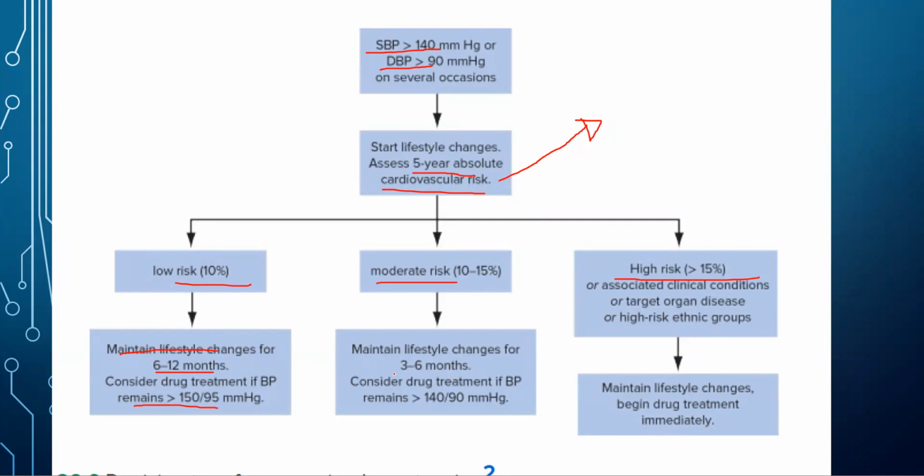For moderate risk, lifestyle modification for 3 to 6 months. Consider drug treatment if blood pressure is more than 140/90. For a high risk patient, or someone like Aboriginal, someone having organ damage like hypertensive retinopathy, hypertensive nephropathy, you start drug treatment immediately. Clear? So that's why it's very important to know if this patient is high risk or low risk. Depending on that, your start of medication will vary.